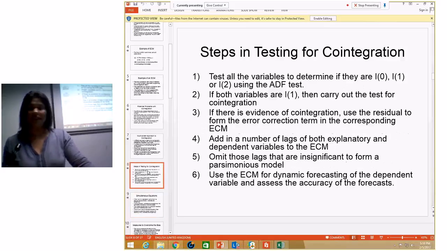Right, these are the steps we do for testing cointegration.